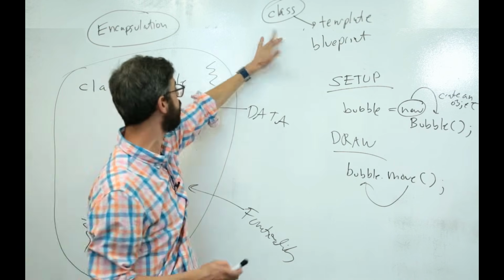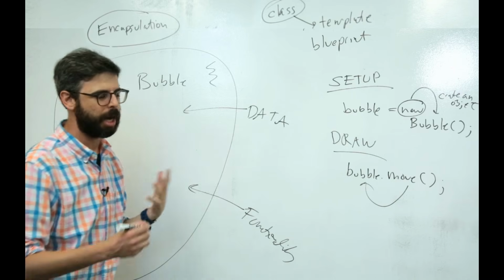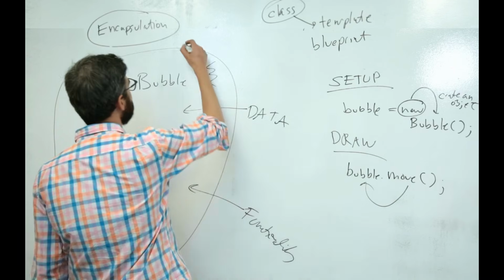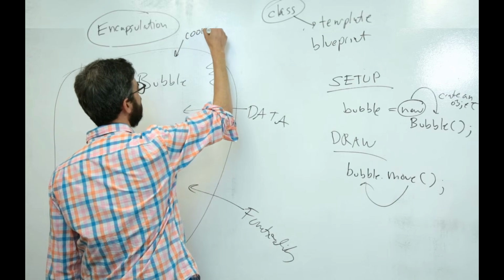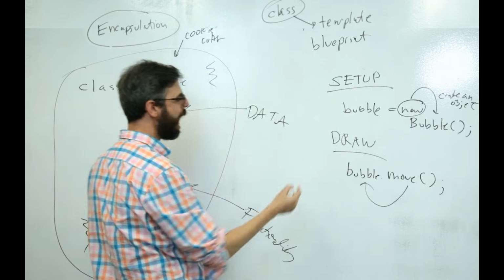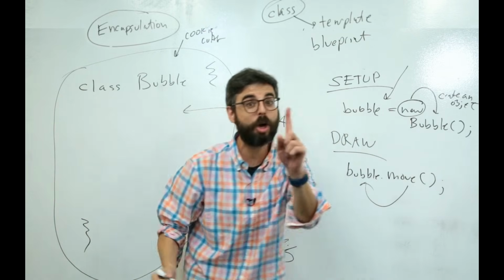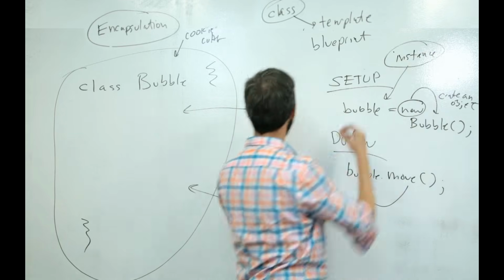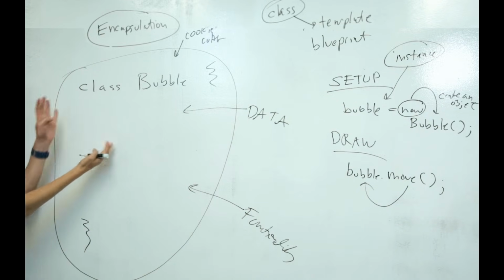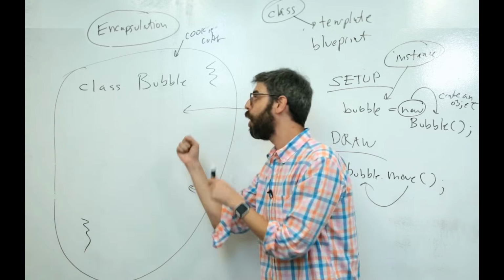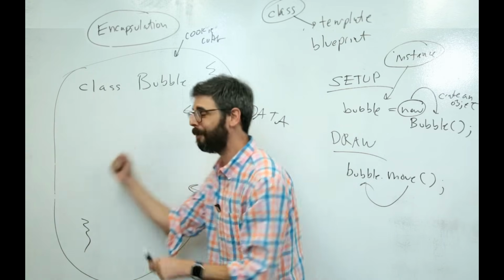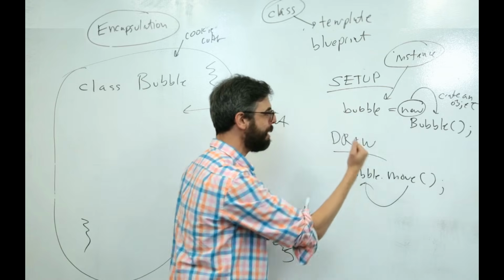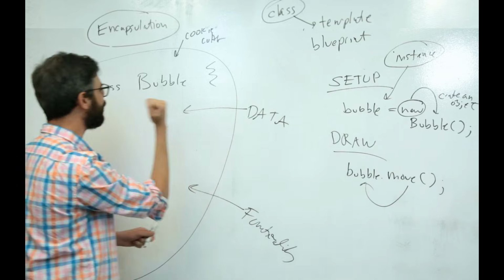You can think of this, and this is not my invention here, but one way of thinking about this is the class is the cookie cutter. The object itself, often referred to as an instance, is the thing itself. This is the template. There is no bubble here. This just describes what it means to be a bubble. This is the actual bubble. I make a new bubble based on what it means to be a bubble.